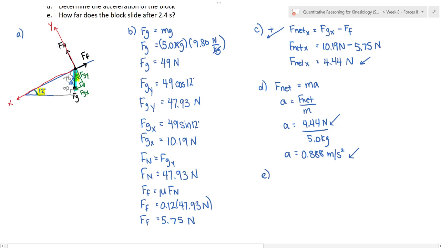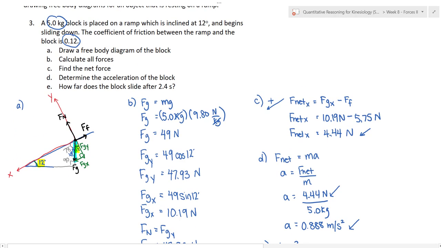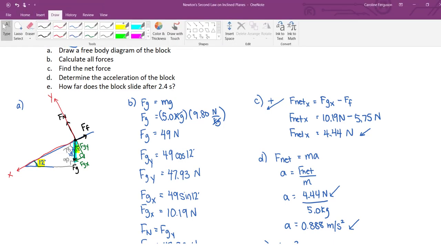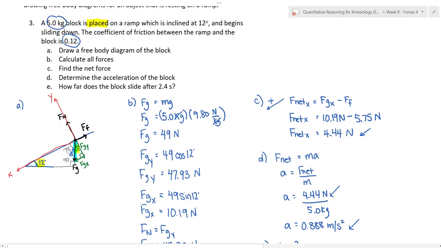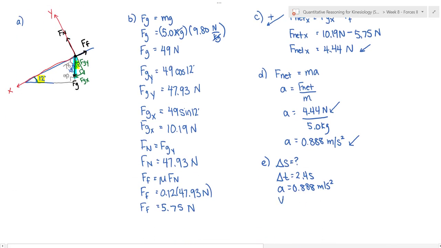So now we can finish the question off with part E. How far does the block slide after 2.4 seconds? So that's my delta S I'm looking for. That's my question mark. After 2.4 seconds, so that's my change in time, is 2.4 seconds. I know from part D that my acceleration is 0.888 meters per second squared. And let's take a look at the question to see if there's any other information. It says an object is placed on a ramp. So what does that imply if the block is placed on a ramp? Okay, it's not pushed down the ramp, it's just placed there. So the initial velocity of that block is 0.